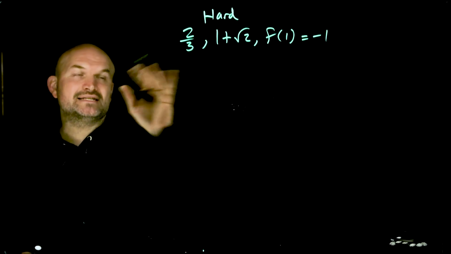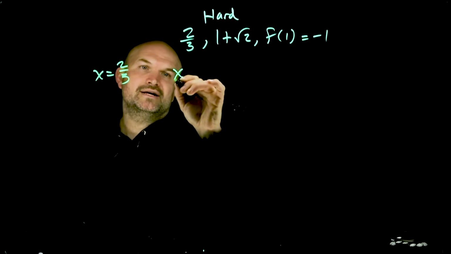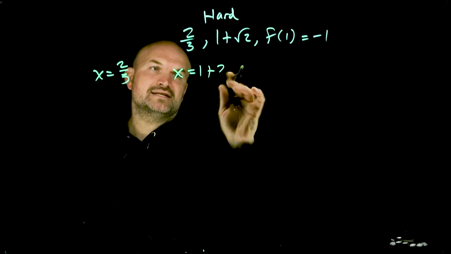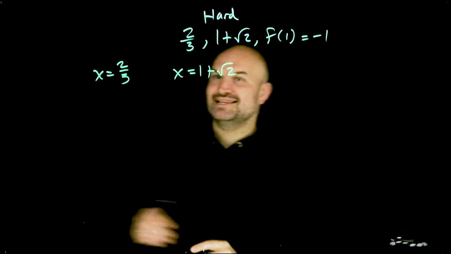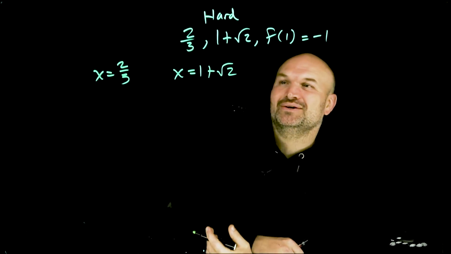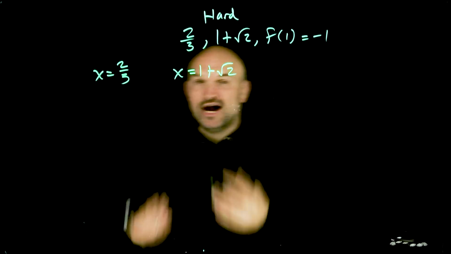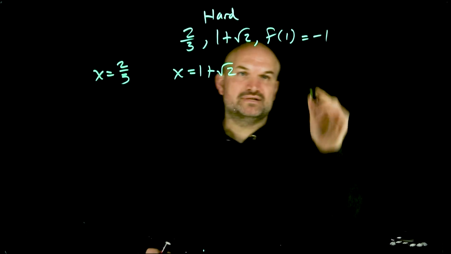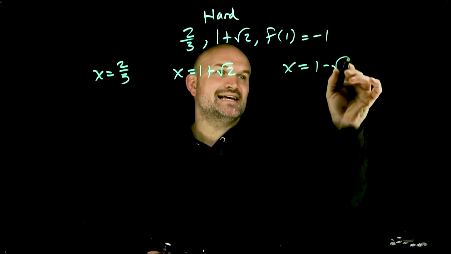So I'm going to write all of my zeros set equal to x. So I have x equals 2/3. Here I have x equals 1 plus square root of 2. Now, here's where a lot of students will make mistakes. They will forget that irrational zeros have a conjugate, right? So if 1 plus square root of 2 is a zero, then also negative square root of 2 is going to be a zero. So the conjugate in this case is going to be 1 minus square root of 2.